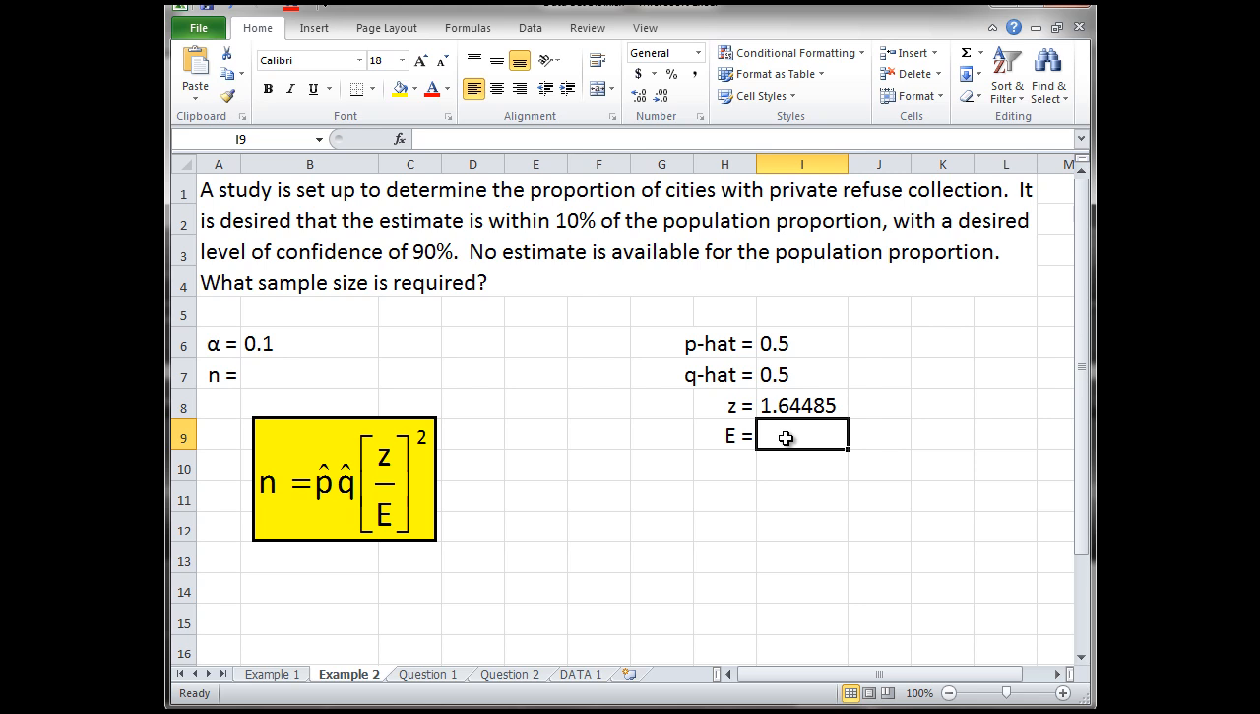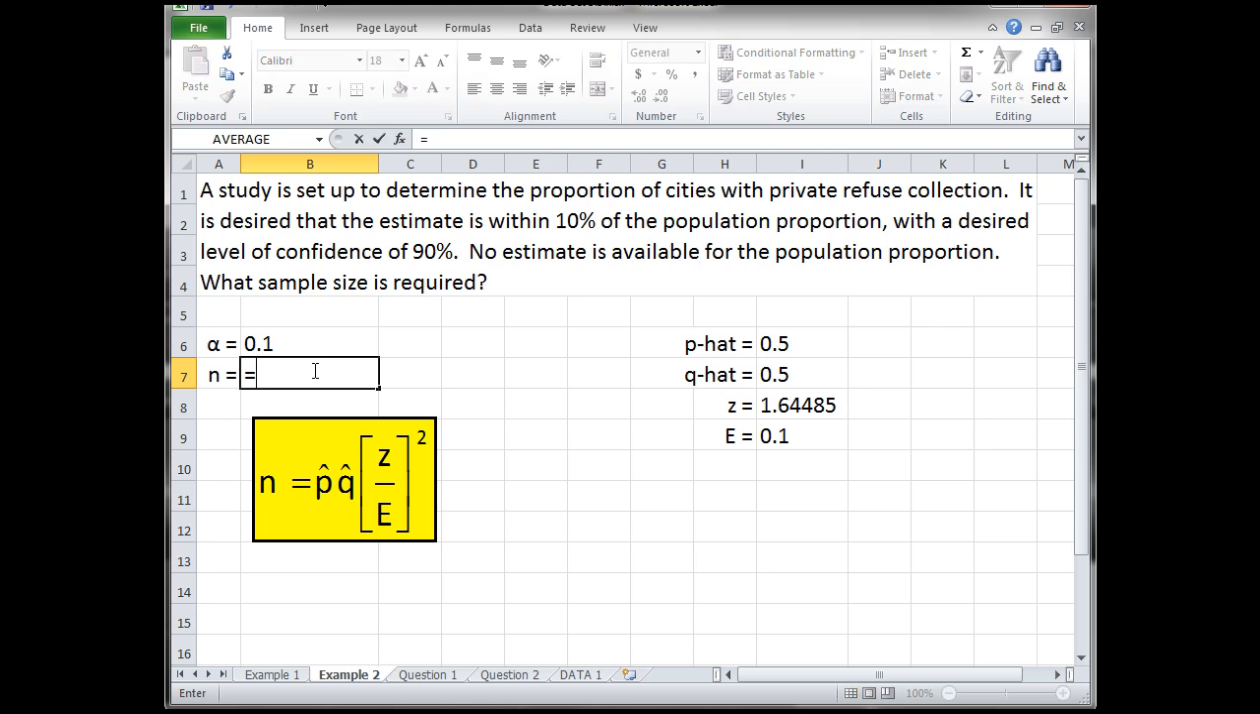As always, the error will be something that is dictated to us in the question. So it says that we want to be within 10% of the population proportion. So our error is 10% or 0.1. And now that we have all the pieces of the equation, we can go and solve for the sample size.